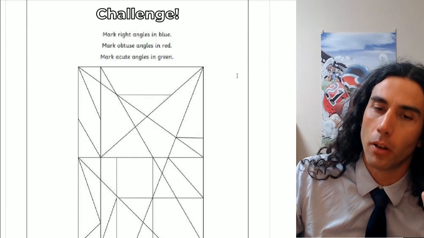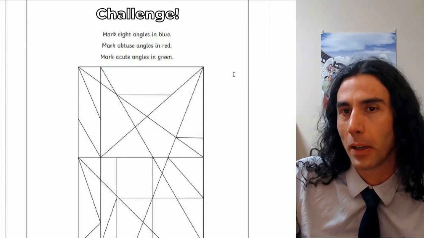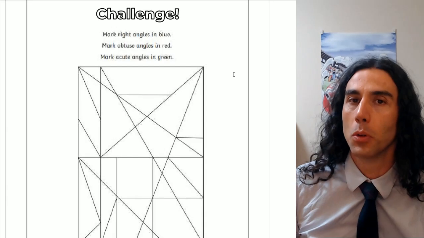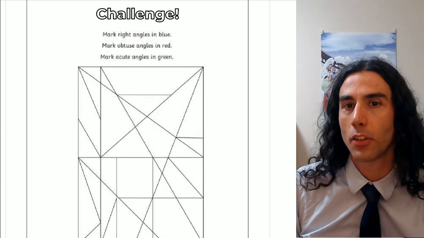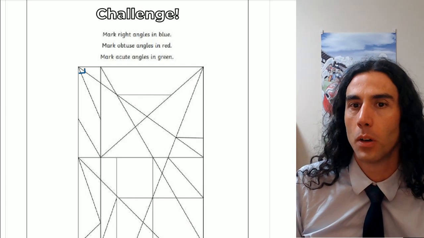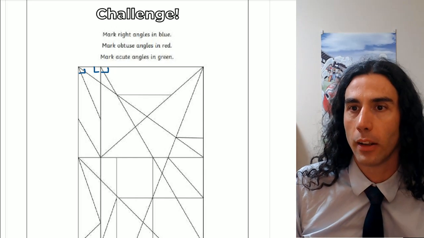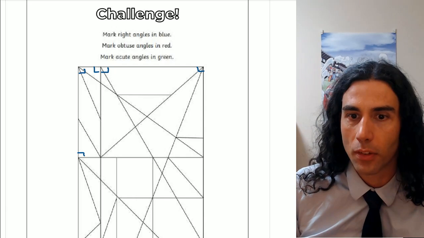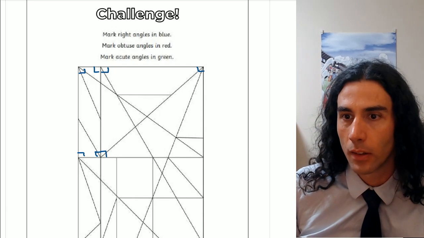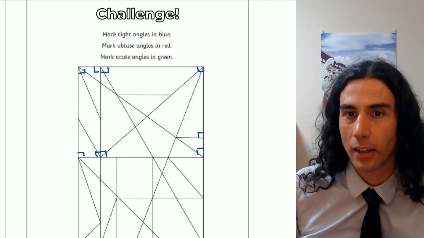Oh, this one. Super hard. Oh my God, it's a challenge. So right angles in blue. That one, there's so many right angles already. Like, it's just crazy how many right angles there are. 1, 2, 3, 4, 5, 6, 7, 8, 9.